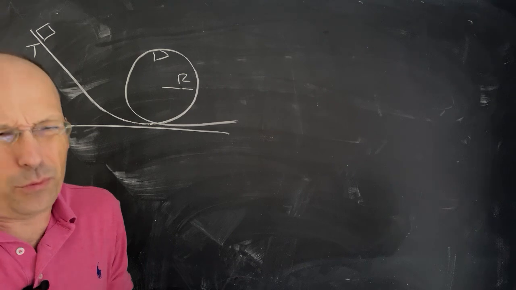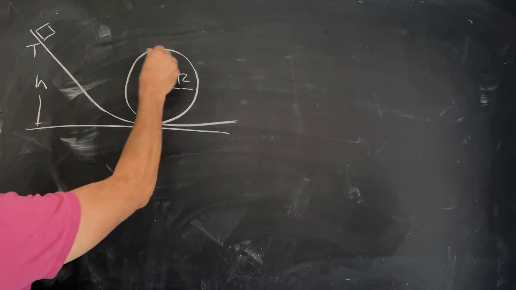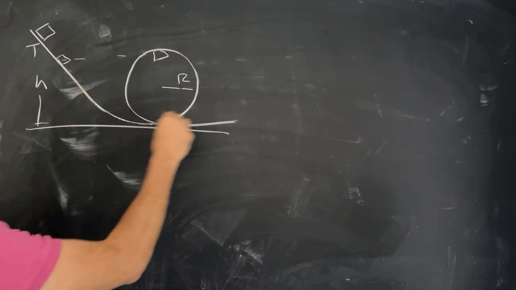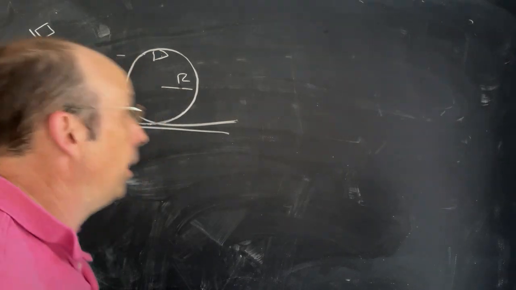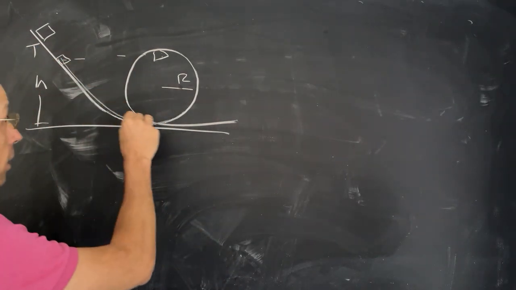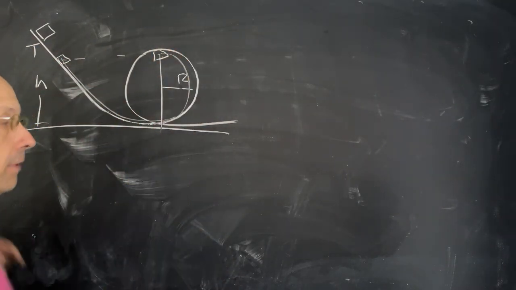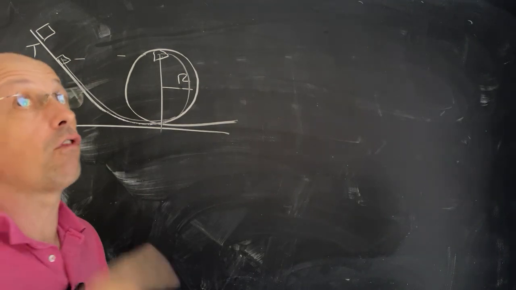Now, of course, the first option would be, well, energy is conserved, so if I release it from right here, it's going to make it up there. And it will make it up there. But what will happen is it'll go down here, and then it'll go, bloop, fall. But we wanted to make it around the loop.